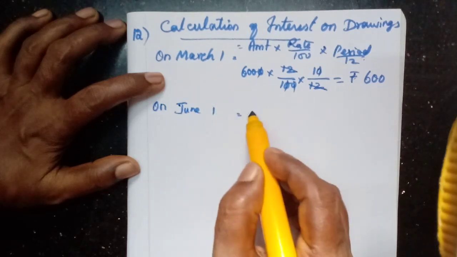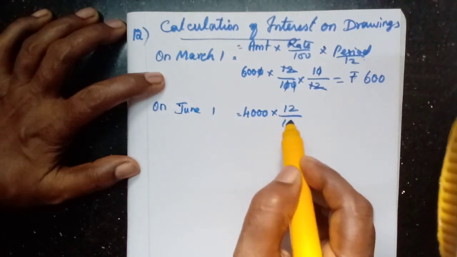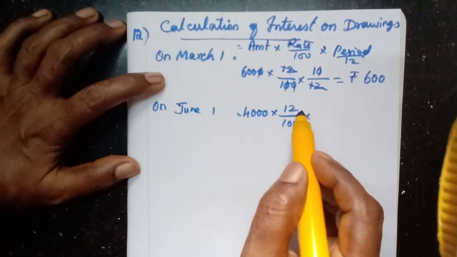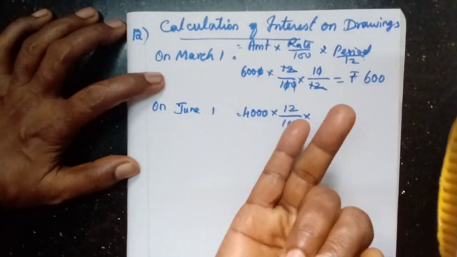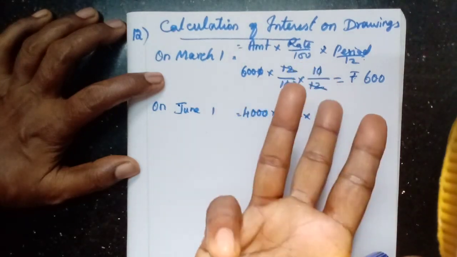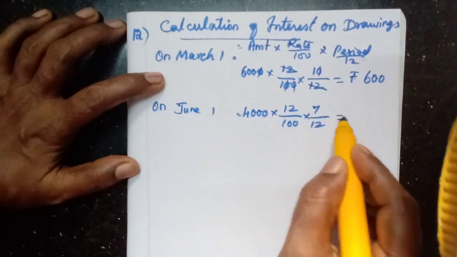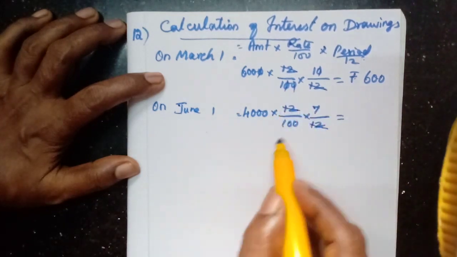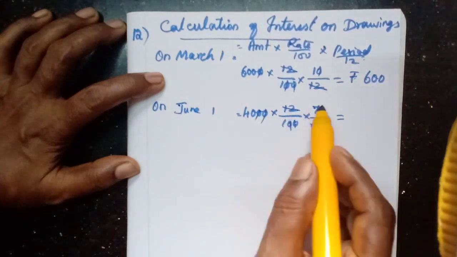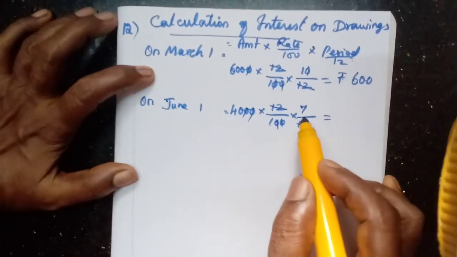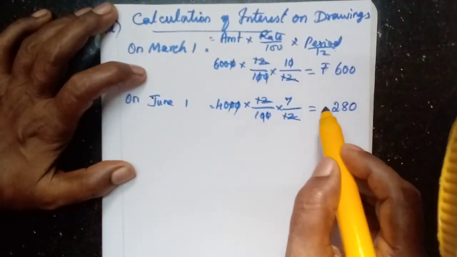What is the amount? 4,000 into 12 by 100. Now again we need to calculate the months. June 1: June, July, August, September, October, November, December. Here 7 months by 12. This 12, this 12, 10, 20, 11. Then 4 7s are 28, then 0.